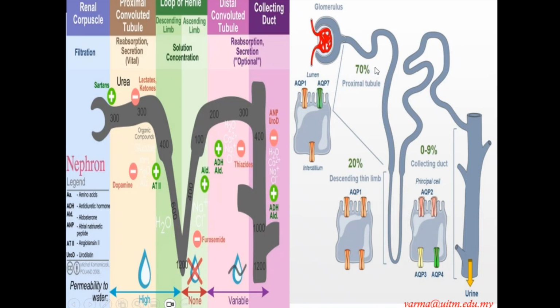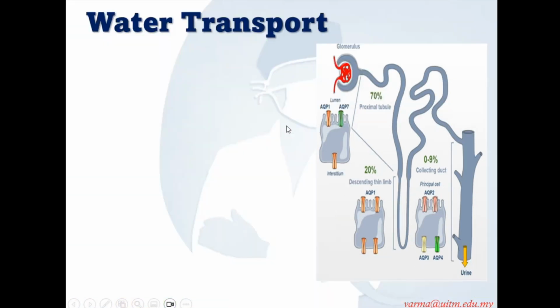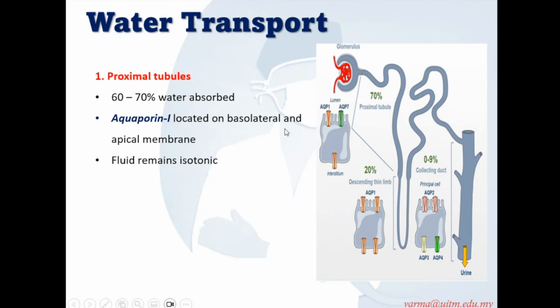70% of water reabsorption occurs at the proximal tubule, another 20% at the thin descending limb, another 10% distally. The percentages are almost similar to sodium and calcium, with just a difference. 70% in the PCT is the same, 10% in the distal part is the same, but this 20% for calcium and sodium is at the ascending limb, whereas for water it is in the descending limb. So water transport: proximal tubule 60 to 70% reabsorbed. Aquaporin 1 is located on the basolateral and apical membrane. If you don't remember the numbers, it's okay.